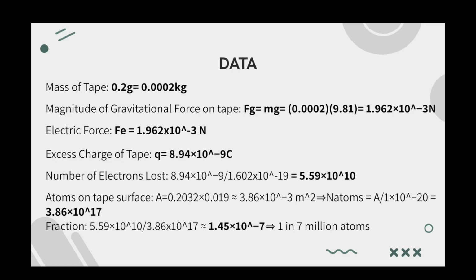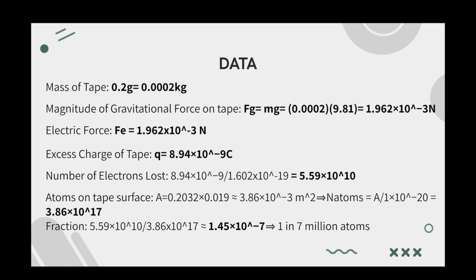From our data, we wanted to find the number of electrons that were lost. We knew that the mass of the tape was 0.0002 kilograms. We could use the mass of the tape and gravitational acceleration to find the magnitude of gravitational force on the tape. To find electric force from there, we'd know that because tape B was floating and still, which would make net force 0, electric force should be equal to gravitational force, so they're the same number. From then, to find the electric charge, we would just use the electric force equation, which would be Coulomb's law.